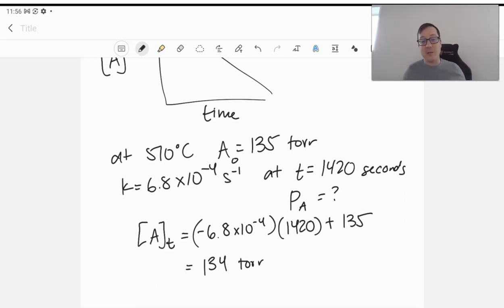So not much has happened in a zero order reaction here for this particular reaction. The rate constant is too small. It's a very slow process. So we see, generally speaking, zero order reactions are the slowest. First order are in the middle, second order reactions are the fastest, generally speaking.